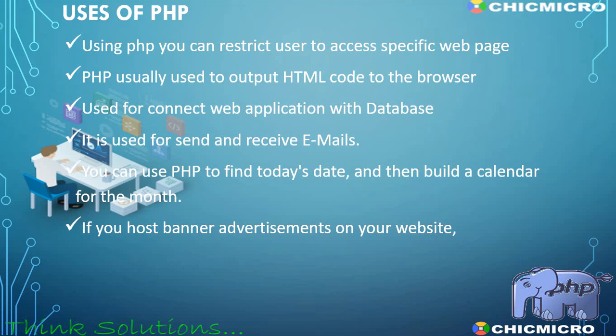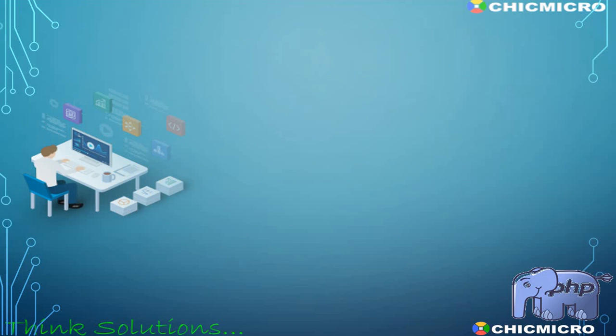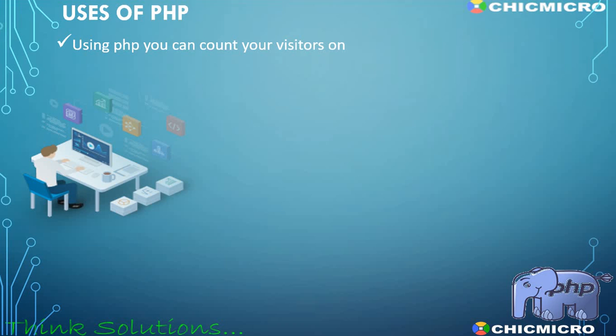If you host your banner advertisements on the website, we can use PHP to do a kind of rotation of those banners or pictures randomly, like what we call a slider. Another thing PHP can actually do for us is count your visitors, meaning how many persons come to my web page. How many visitors did I have this month? A lot of us have to know how many persons. This is very useful in web analytics.